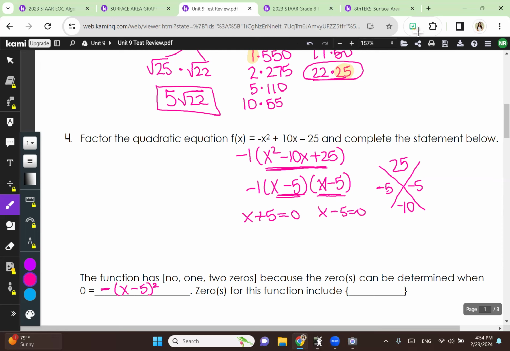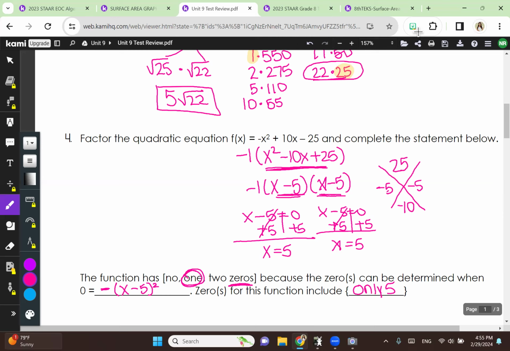Oops. I meant to write plus 5. So plus 5 plus 5. X equals 5. That means you have the same exact 0. So you only have 1 0. For this function, you're only going to have 1 0, only 5.